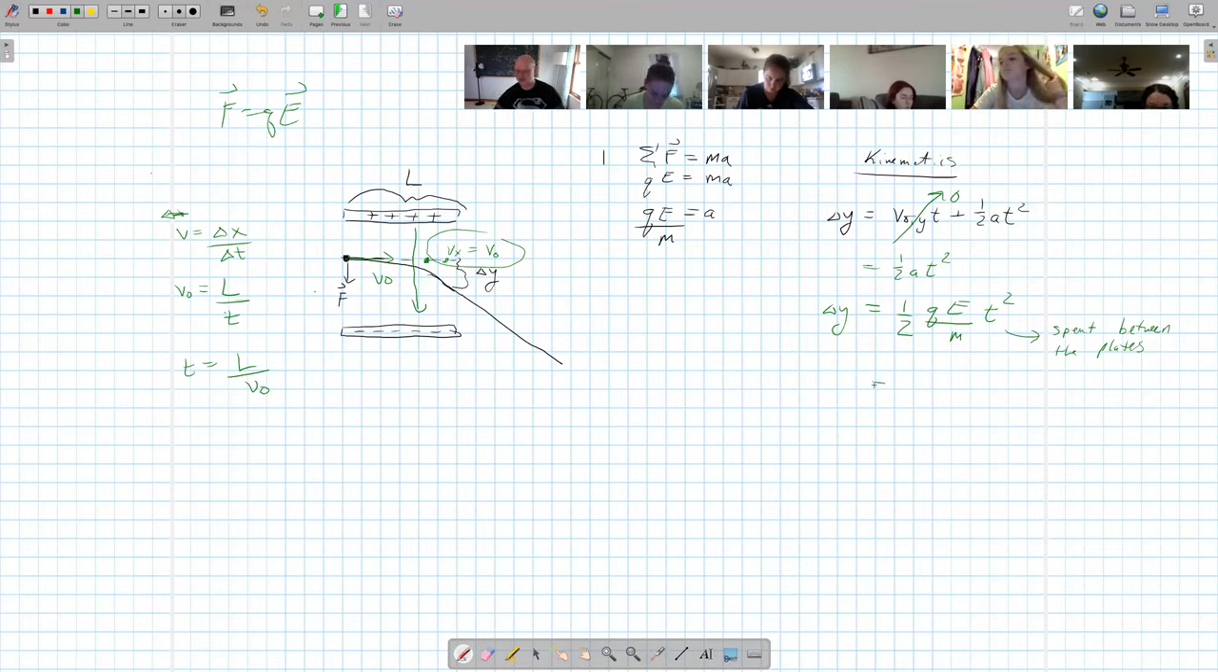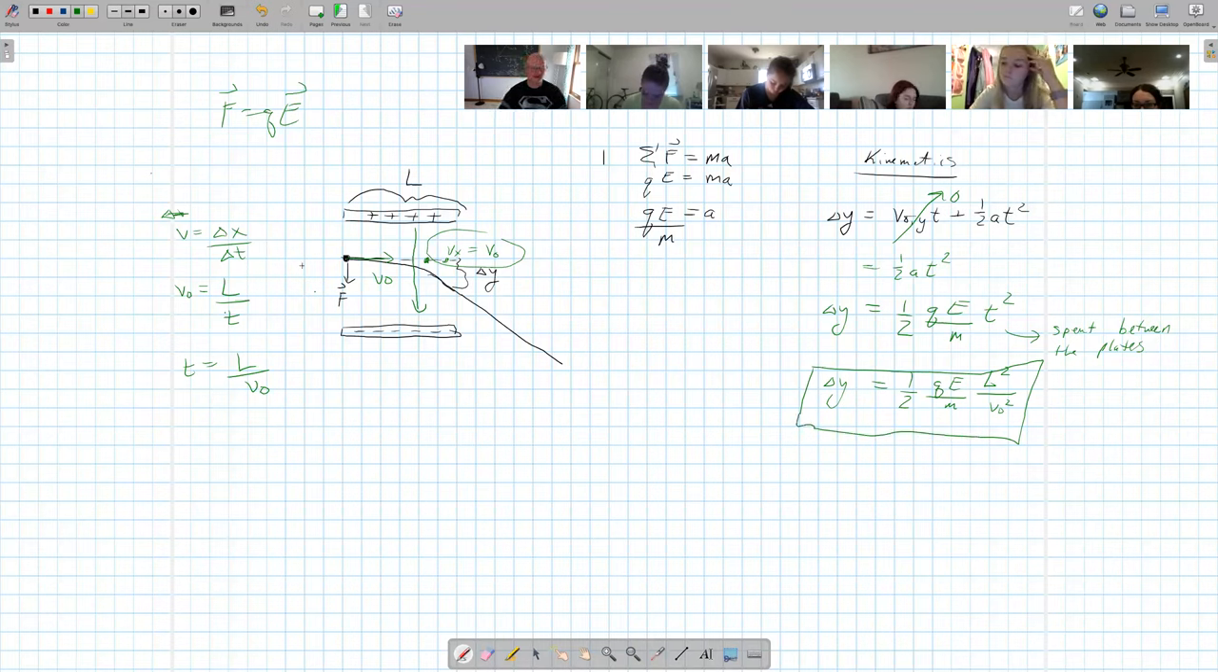So let's use that over here. So finally, this says that the deflection is going to be the charge times the electric field divided by the mass, times the length of the plate squared divided by the initial velocity squared. So this is our deflection.